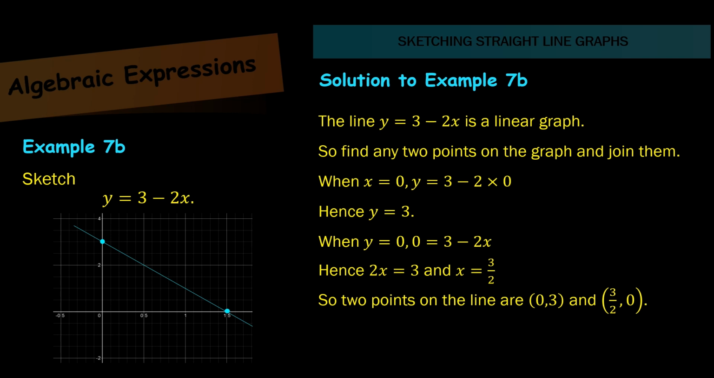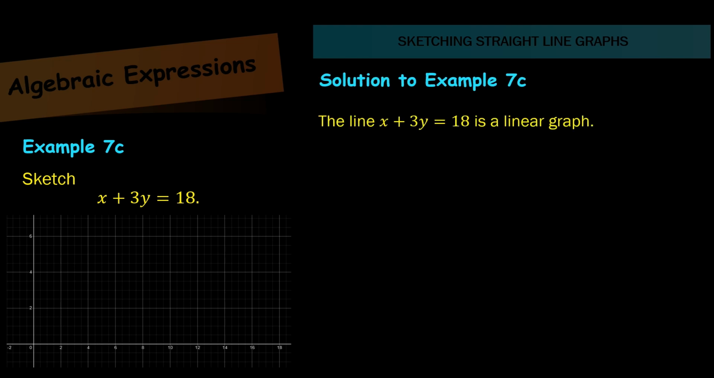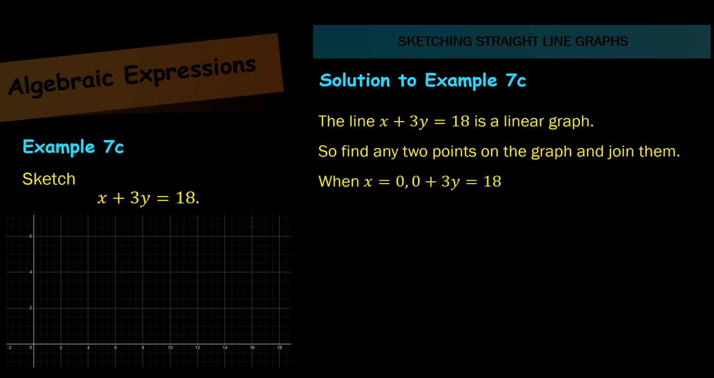Now let's take a look at another example. We are required to sketch x plus 3y equals 18. Pause the video and have a go. Press play when you're ready to view the solution. Again, x plus 3y equals 18 is linear. We find any 2 points on the graph and join them to sketch our graph. When x equals 0, plug in the values in the equation.